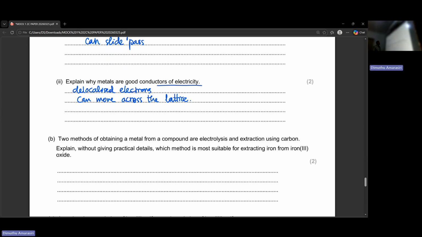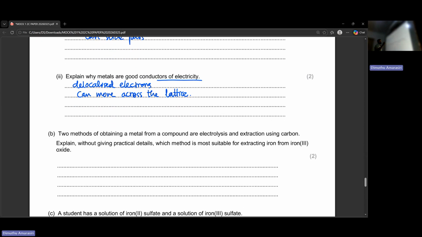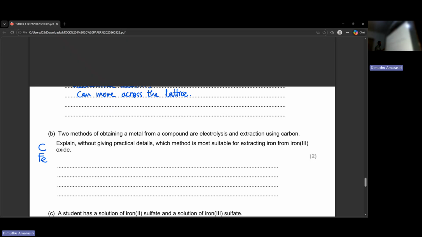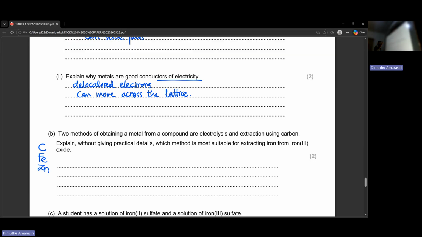Two methods of obtaining metal from a compound are electrolysis and extraction using carbon. Carbon extraction can be done only for metals below carbon. Above carbon, you can't use carbon extraction, so you have to use electrolysis.